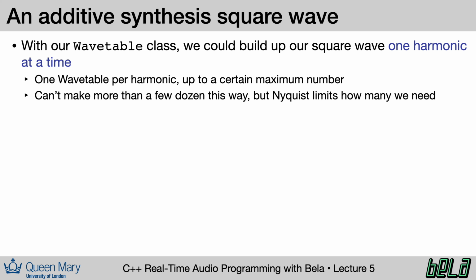Additive synthesis offers a potential solution. Using our wavetable class, we could build up a square wave for ourselves, one harmonic at a time, being sure to never have any harmonics that go above the Nyquist rate. What this will take in practice is to have one wavetable object for each of the sinusoidal harmonics of the square. Obviously, we can't have an infinite number of these, but as we saw in the oscilloscope, we don't need more than a few dozen to reach the Nyquist frequency.